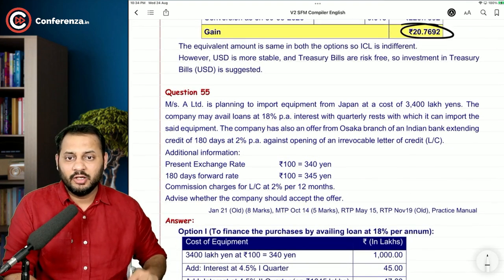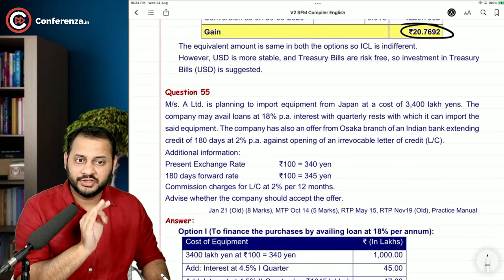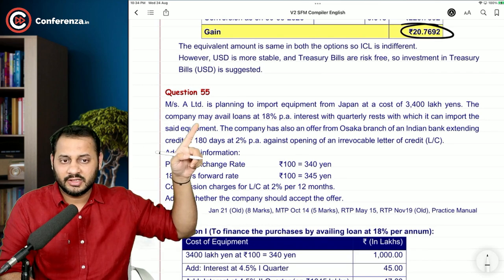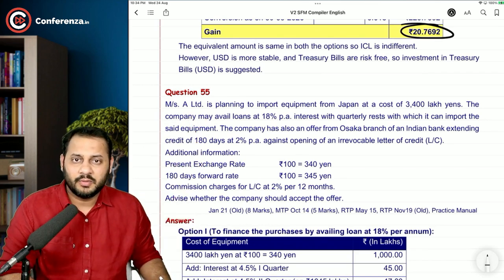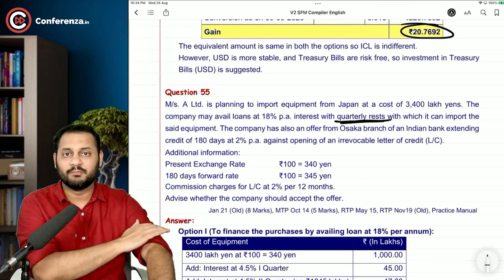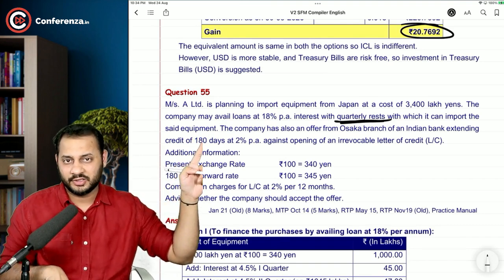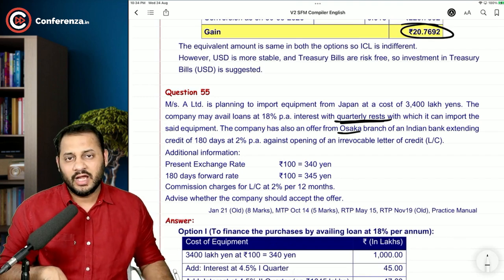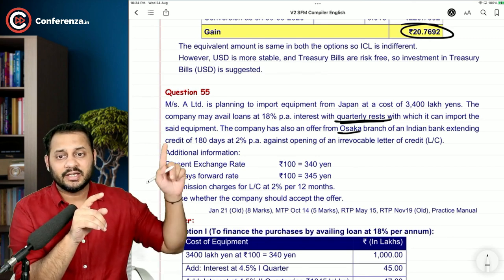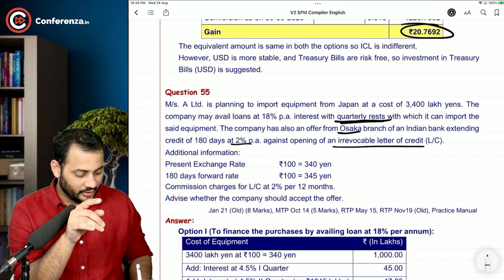The company may avail loans at 18% per annum interest with quarterly rest, with which it can import the said equipment. Now see, we can take the loan at 18% and pay 3,400 lakhs to the party in Japan. But the interest has to be paid with quarterly rest. So compounding is quarterly. The company also has an offer from the Osaka branch. Osaka is in Japan. So we have an offer from the Osaka branch, the bank in Osaka, of an Indian bank extending the credit of 180 days at 2% per annum against an opening of irrevocable letter of credit.